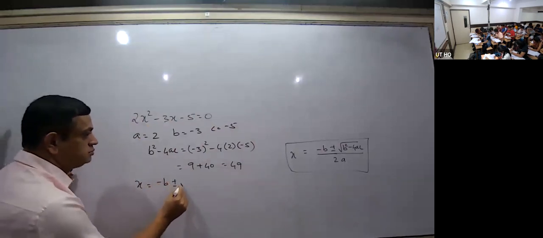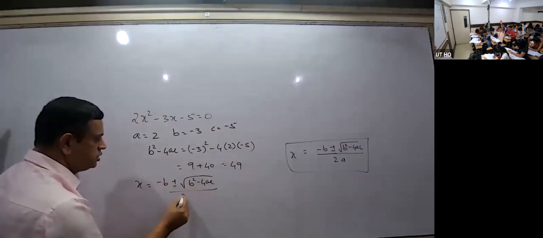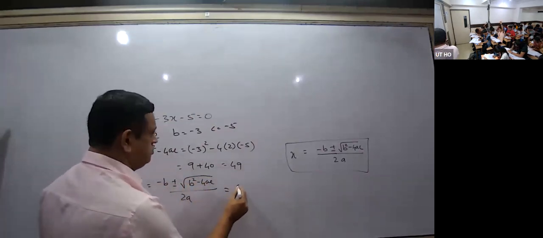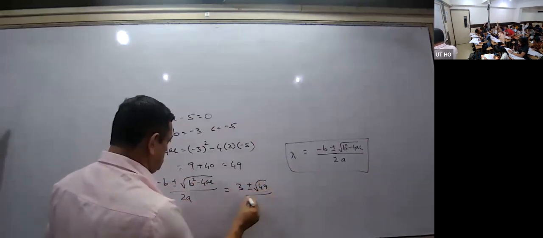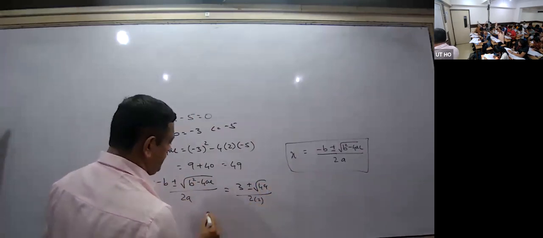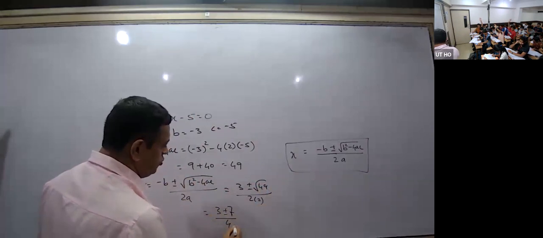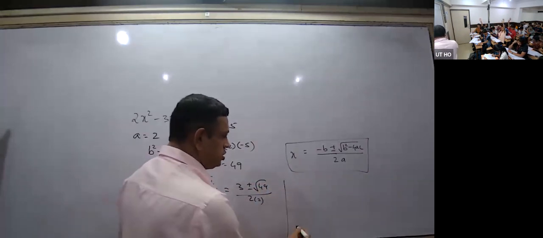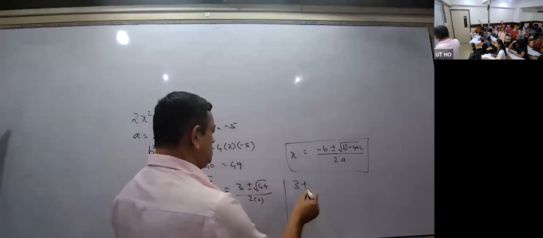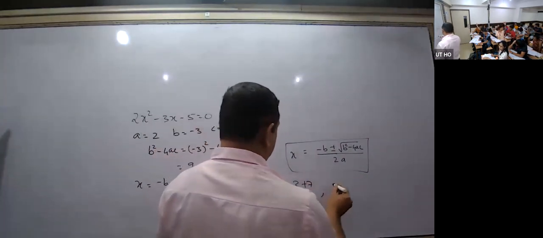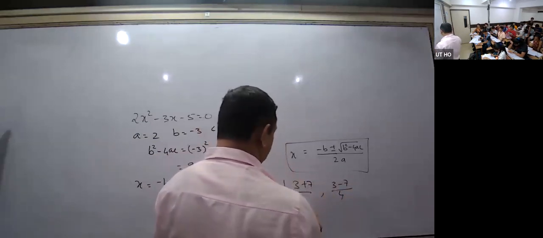Who has done it? Priyanshu has got the answer. No mistake, no? That is equal to 3 plus or minus root 49 upon 2 times 2, which is 3 plus or minus 7 divided by 4. So 2 values: 3 plus 7 by 4 is 5 by 2, and the other is minus 1.